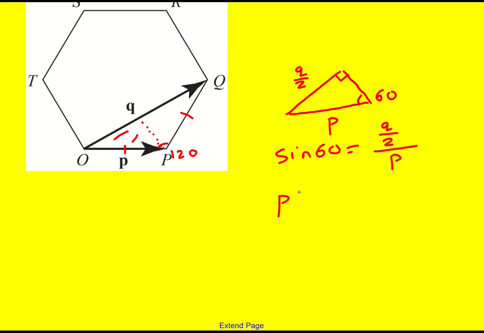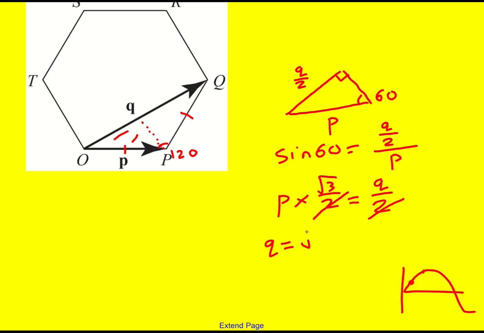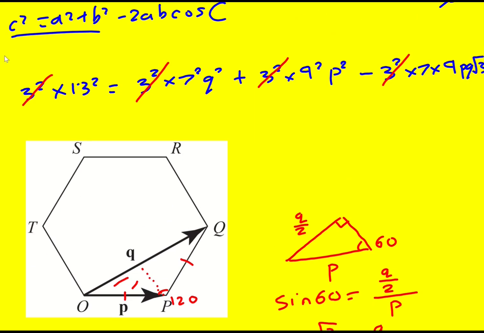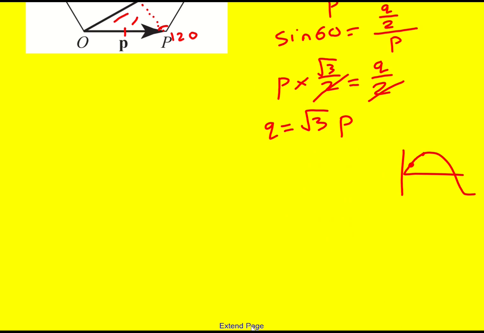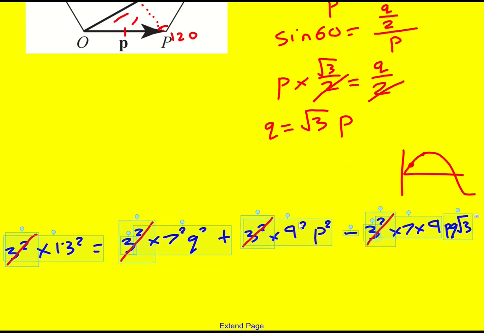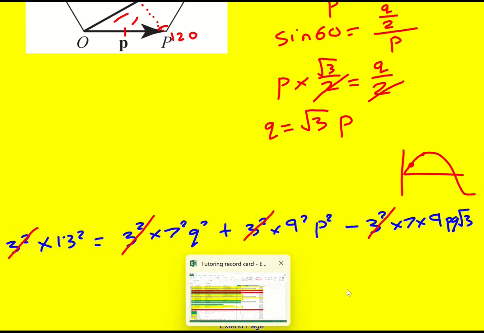That means P sine 60, and sine 60 is root 3 over 2. So P times root 3 over 2 is equal to Q over 2, meaning Q is actually root 3P. Got the relationship between the magnitudes. So I can now sub that in to this equation here. Okay, we're nearly there. Remember, we're trying to work out what P is. So subbing in for Q is absolutely perfect.